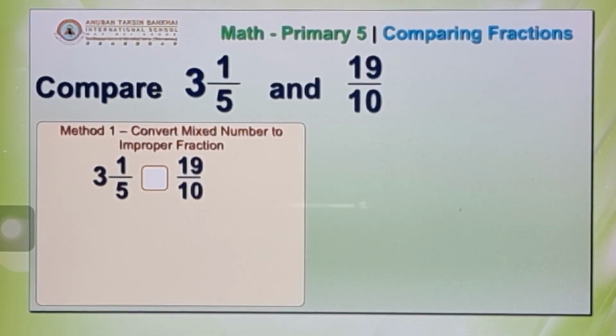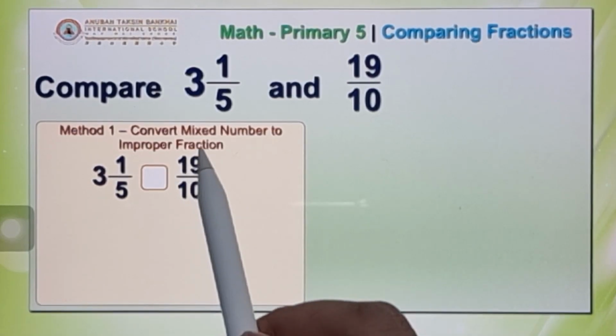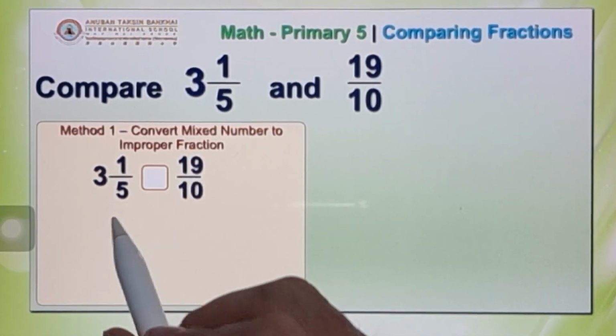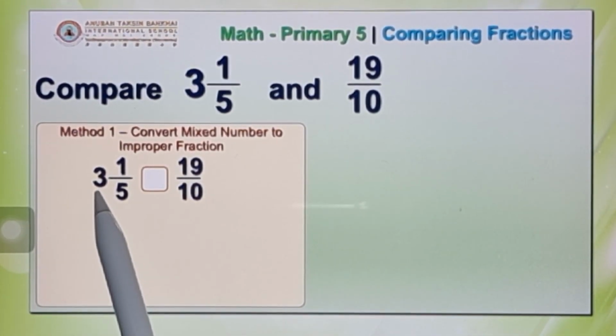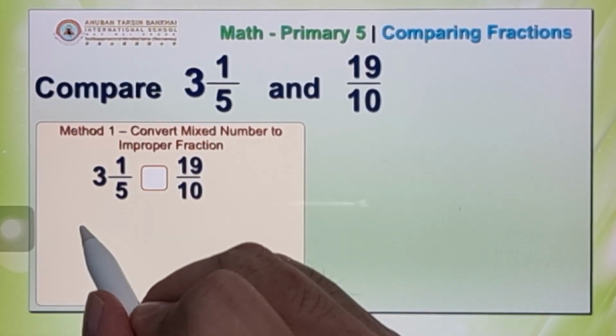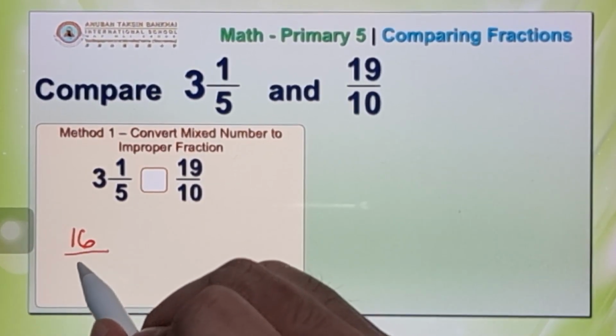So you could see here, method 1, mixed number to improper fraction. So we change this. 5 times 3, 15 plus 1, we have 16 over 5.